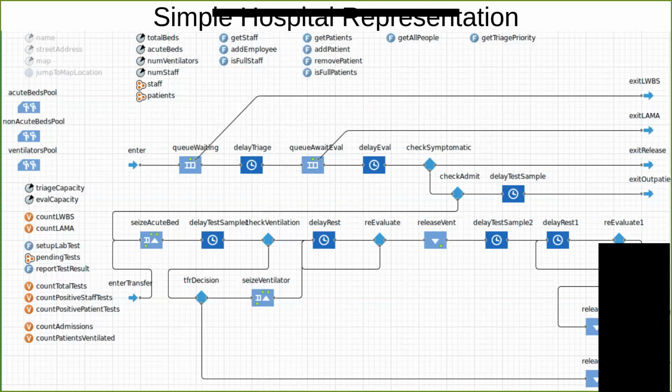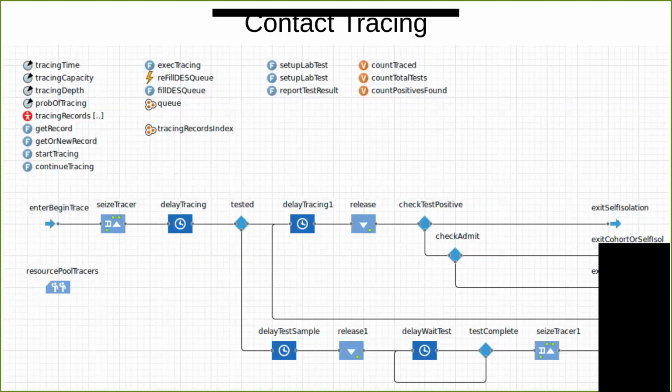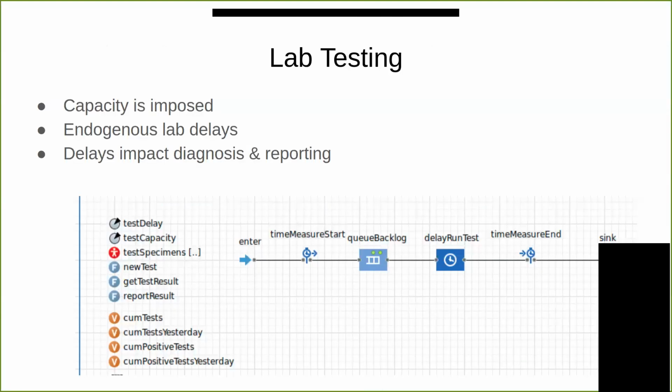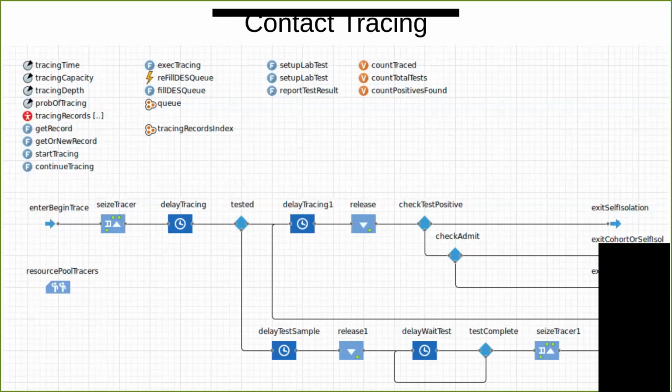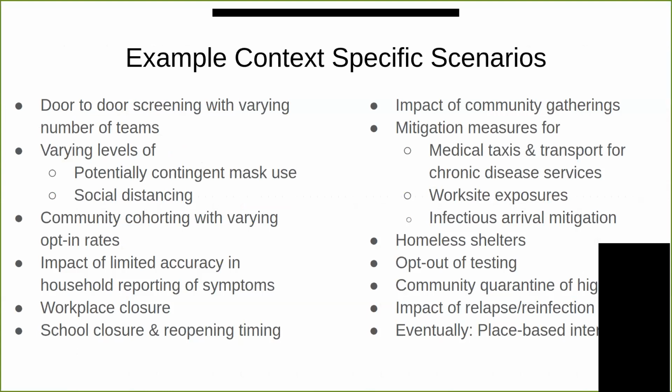We have simple representations in this model, more complex in others, associated with acute care facilities, and we bear out various healthcare elements, both in acute care and intermediate or secondary care, such as long-term care community cohorting facilities to help make sure people don't infect others in their household. And contact tracing and lab testing processes are also captured, responsive to explicit requests at the community and at the provincial level to inform resourcing decisions and understand trade-offs with delays within each of those processes.